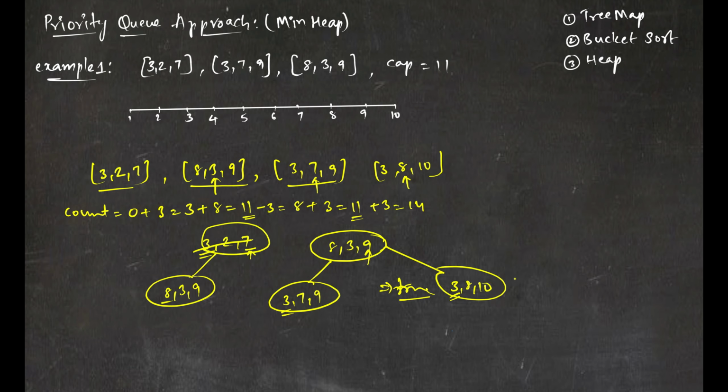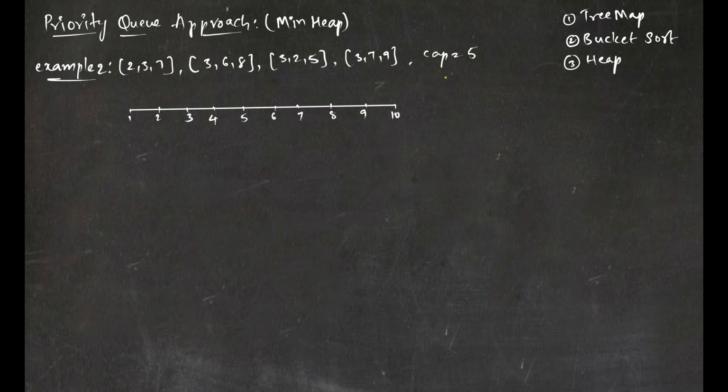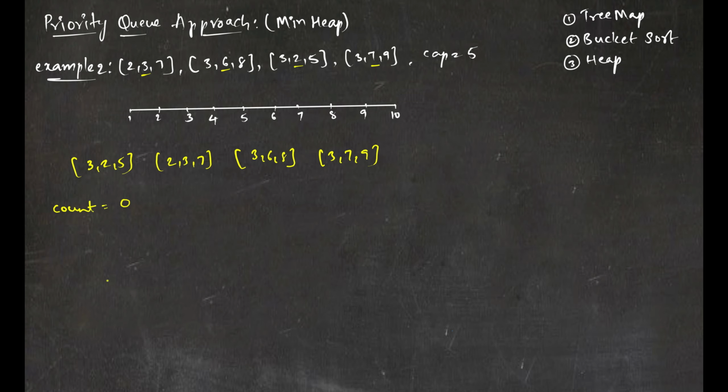Let us take a look at the second example, which is having 4 trips and my maximum capacity as 5. So if we sort these trips by the starting location, 3, 6, 2, 7, we'll get like 3, 2, 5, then 2, 3, 7, 3, 6, 8, 3, 7, 9, and I'll have a count variable to hold the number of passengers. Initially it will be empty, and I'll have a priority queue. So let's go trip by trip.